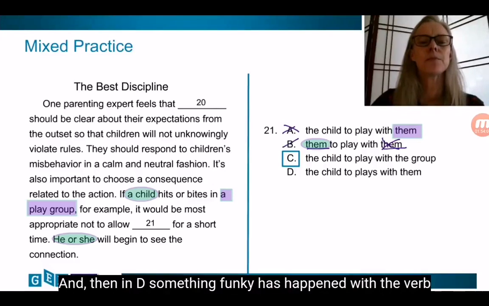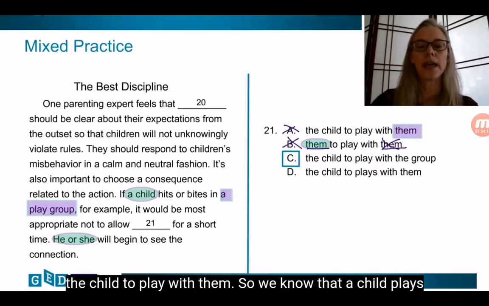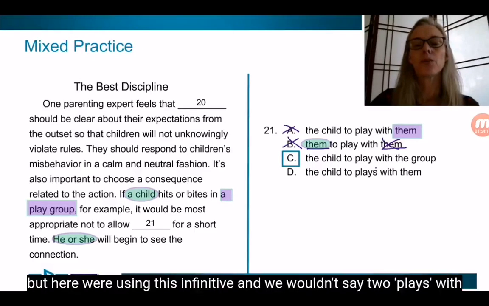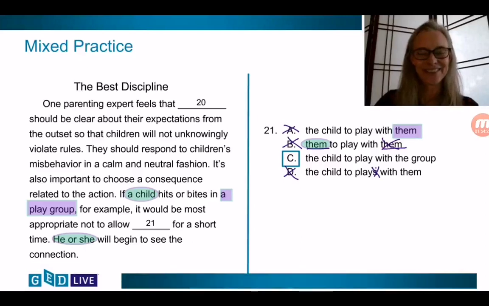And then in D, something funky has happened with the verb here, right? It will be most appropriate not to allow the child to play with them. So we know that a child plays, but here we're using this infinitive, and we wouldn't say to plays with them. So answer choice D is out.